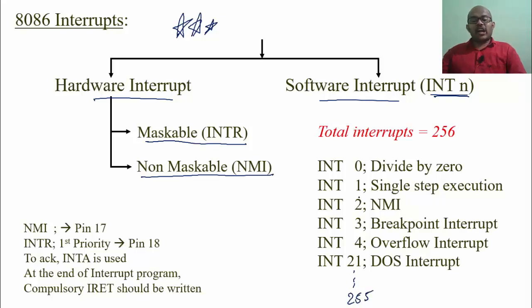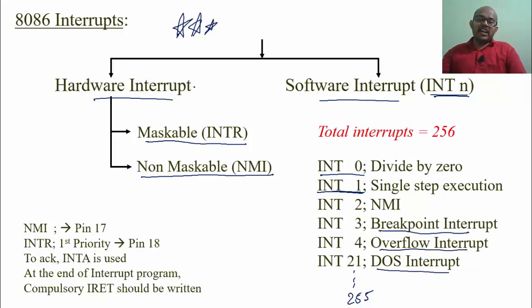Now, INT0 is an error, nothing but the divide by zero error. Whenever you're performing a division, if the denominator equals zero, then you can't perform the division, so the error will be INT0. For single step execution, you make use of INT1, which is generated by your program. INT2 is NMI, INT3 is a breakpoint interrupt, INT4 is an overflow interrupt, INT21 is a DOS interrupt. Like that, you have to remember a few basic interrupts.